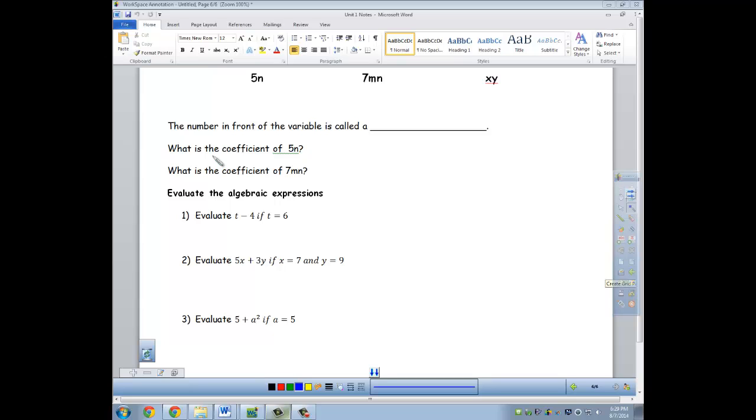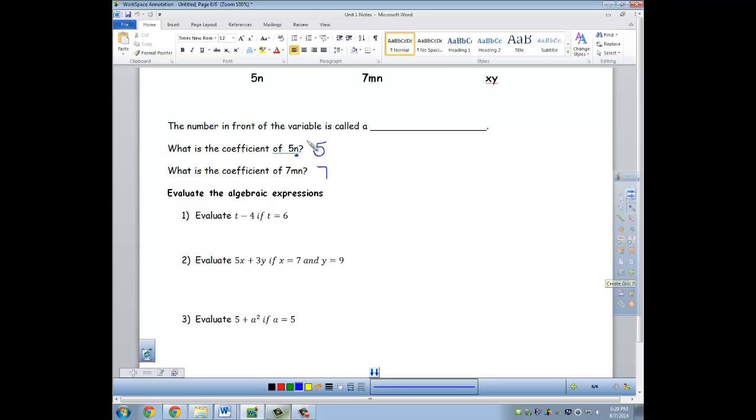So this first question, what is the coefficient of 5n? Well, we just said it's the number in front of the variable. Here's my variable. The number in front of it is a 5, so the coefficient is going to be 5. So the next question was the coefficient of 7mn, which is 7. It's just a number, that's it. And you don't have to do anything else.